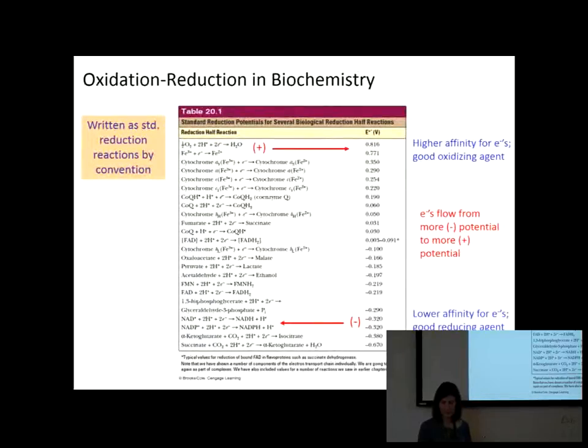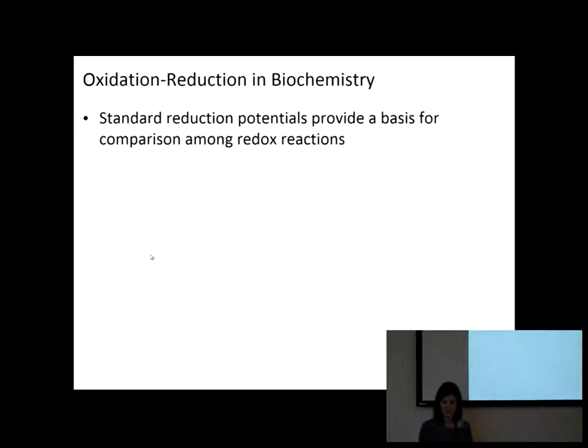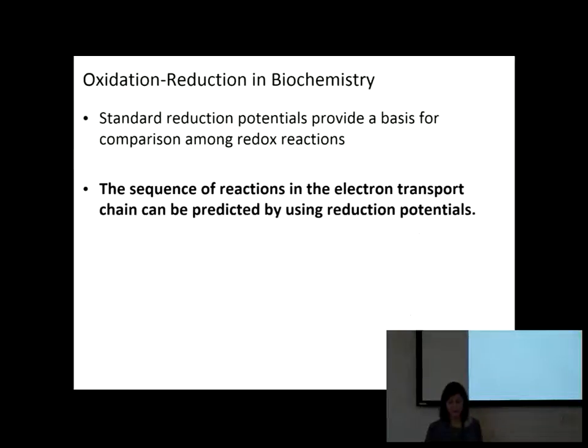More negative, more positive. And that's the flow of our electrons. So our standard reduction potentials are going to provide a basis for our comparison. We're going to use that to predict what's going to happen with a grain of salt. And I've said this like a billion times, we're going to predict what's going to happen.